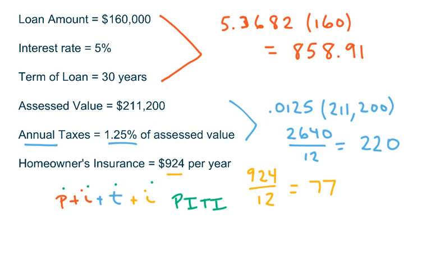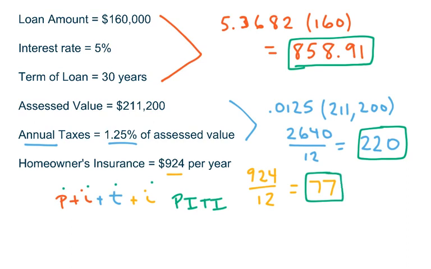So what we need to do is add this $858.91 plus the $220 that we're paying for taxes plus the $77 that we're paying for insurance. And we add all of those together and wind up with an entire monthly house payment of $1,155.91 for principal, interest, taxes, and insurance together. That is our entire monthly house payment.